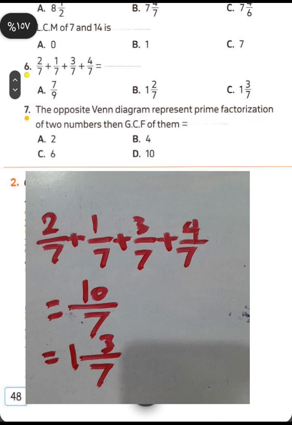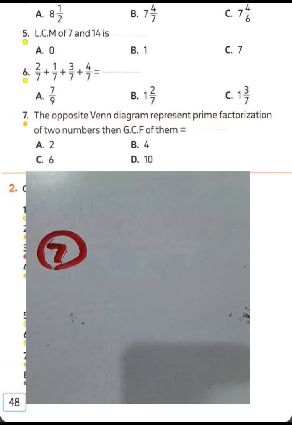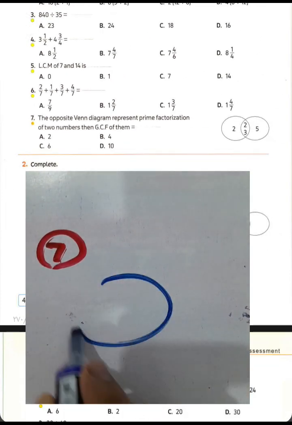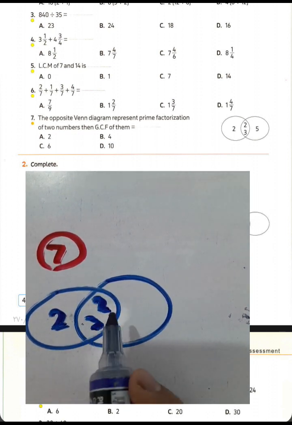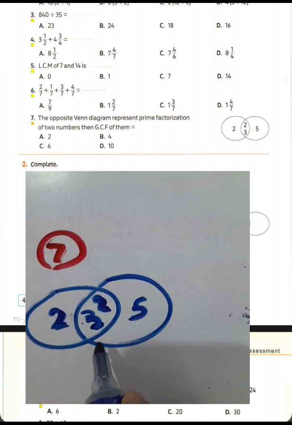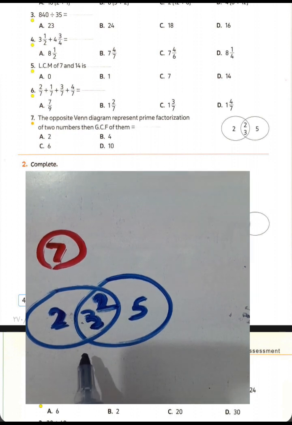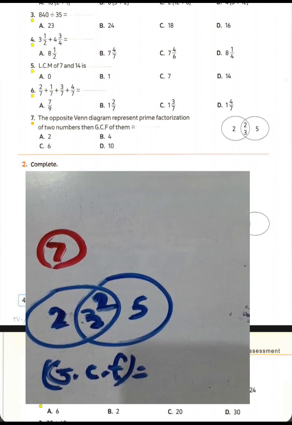Next question, question number 7. The opposite Venn diagram represents the prime factorization of two numbers and the greatest common factor between them. Look with me at the Venn diagram here. We have 2 and 2 and 3 and 5. You can find the greatest common factor or highest common factor between the two numbers by multiplying 2 by 3. 2 times 3 equals 6.